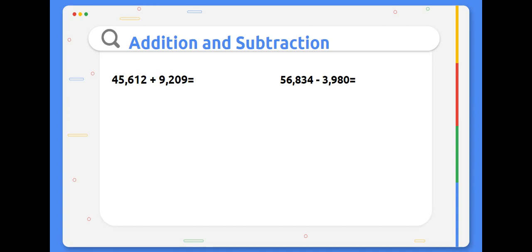All right, addition and subtraction. Go ahead and work these 2 problems out, and then come back and see if you got them right. All right, you should have lined up the commas or the place values, and you should have added.